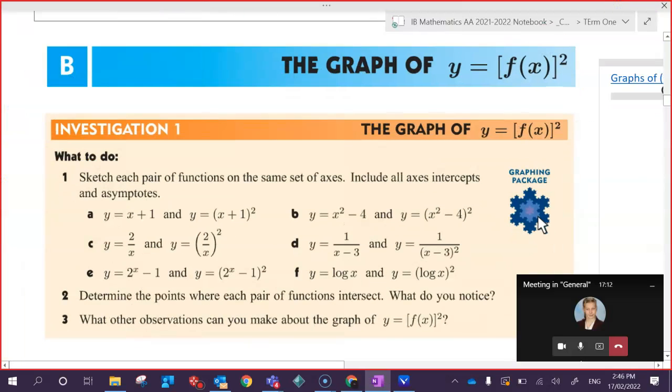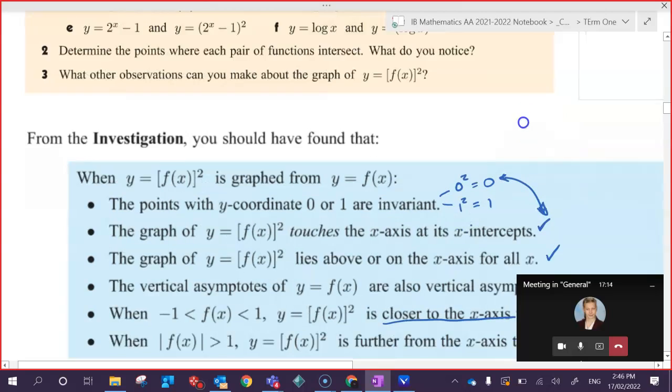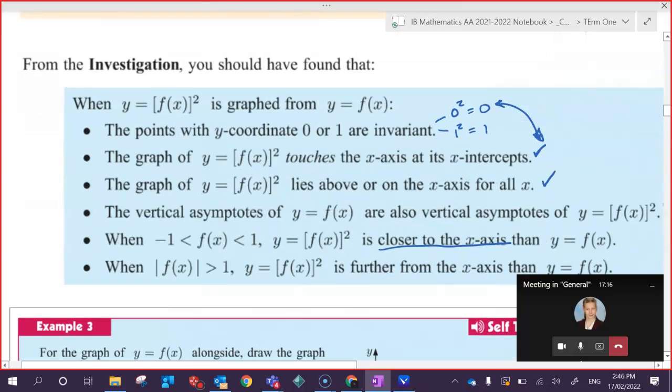But on occasions, in exams, they'll give you a diagram and they'll say, sketch f of x all squared.